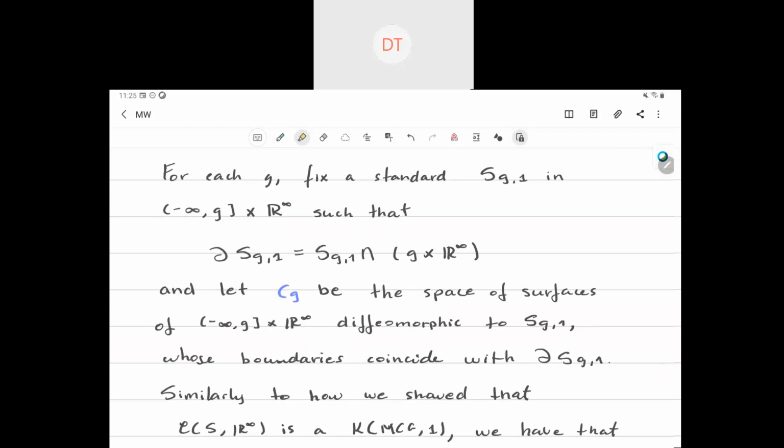And the space we care about, we really want to have this S infinity, or these S_G,1, up to diffeomorphism. So we need to do something else here. For each genus, so for each S_G,1, we fix a standard S_G,1 and we embed it in R infinity cross this interval. And what's the point of this interval? The point is that the boundary component of this S_G,1 is going to lie in this G cross R infinity.